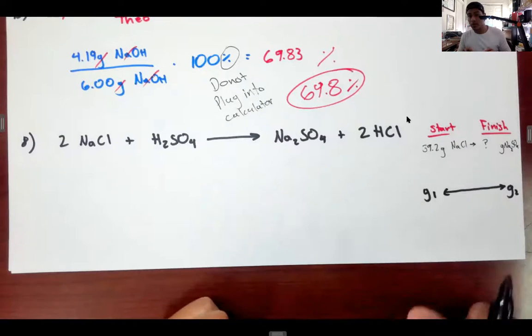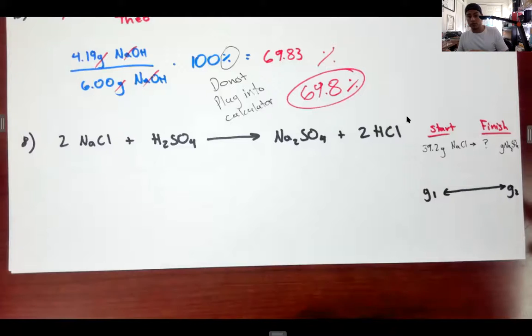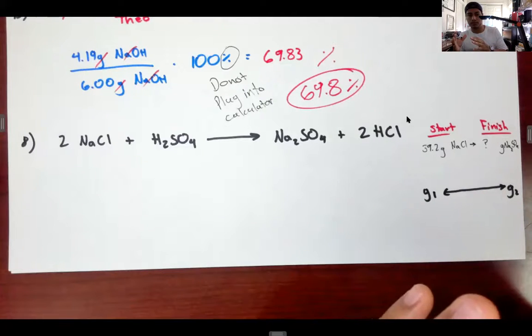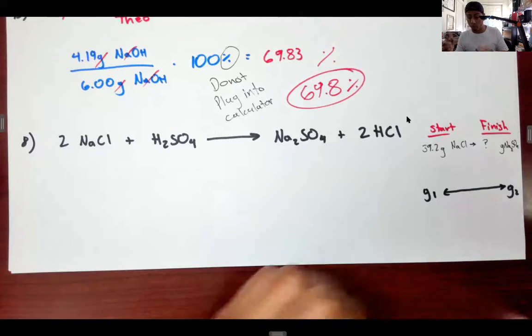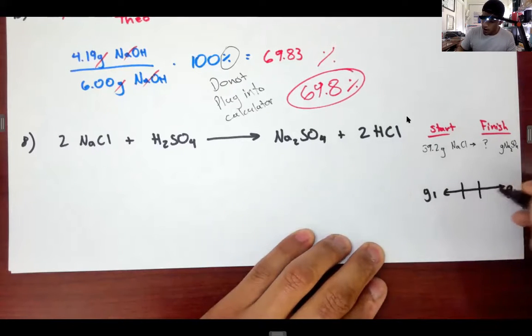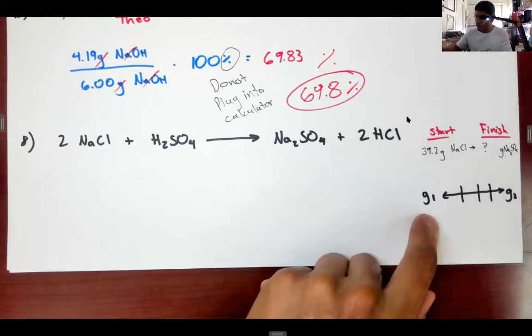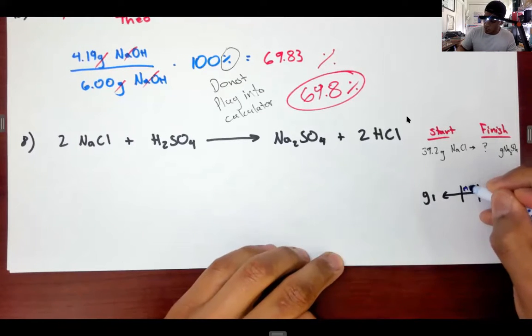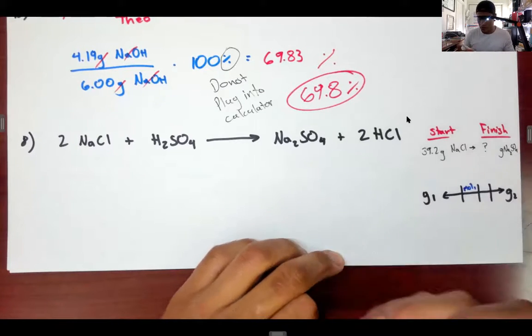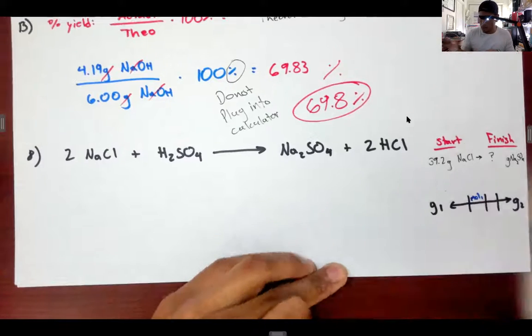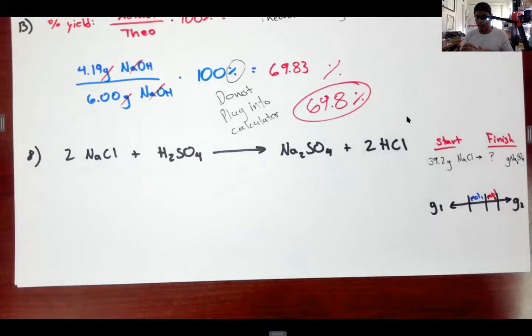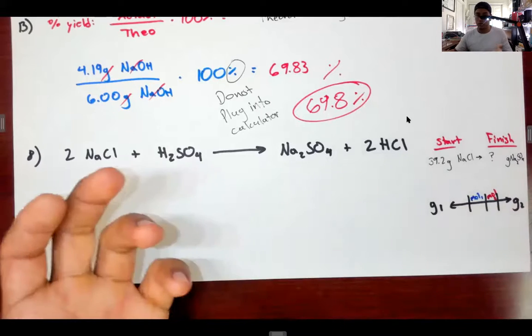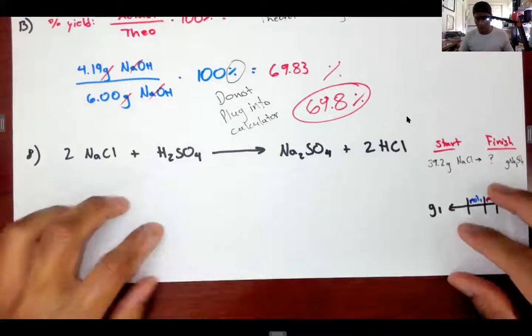But we can't jump from grams of one molecule to grams of another molecule. What unit do we have to be in to make that jump from one molecule to another? What's the only unit that we can jump in? Moles, exactly. So we're going to have to convert the grams into moles of the first molecule, and then convert those moles into moles of the second molecule. Then we can go to grams, and we know how to go from grams to moles because we just use the molar mass.